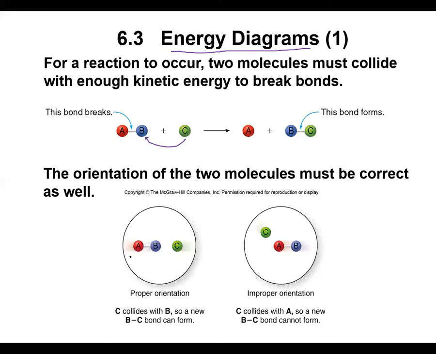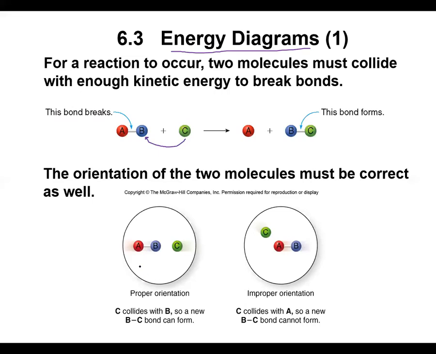The orientation is also important. So there's really two important things in order for a reaction to occur. One thing is obviously collision, so they do need to come in contact with each other. And when they do, that's going to allow the reaction hopefully to take place. But they also need to come in contact with each other in the right orientation.